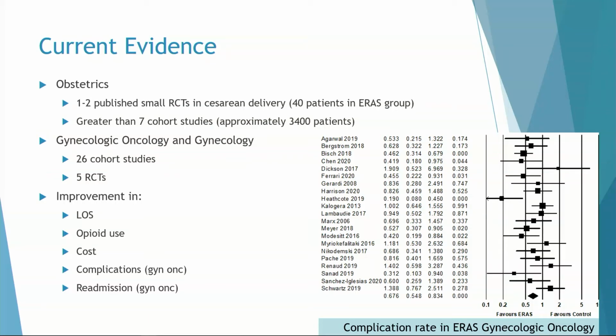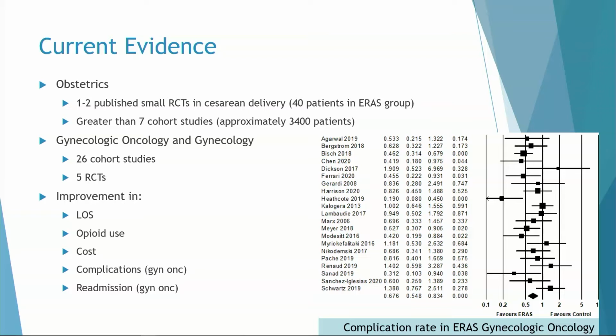So currently, you'll already see that my obstetrics slide is out of date. We now have a meta-analysis showing close to 14,000 patients total for ERAS and cesarean section. We have a recent published meta-analysis by my group on gynecologic oncology, and a lot of those studies include general gynecology as well. That encompasses approximately 6,400 patients. And what we found across the board is that ERAS, not surprisingly, improves length of stay, opioid use, cost, complications, and readmission, at least in our study.